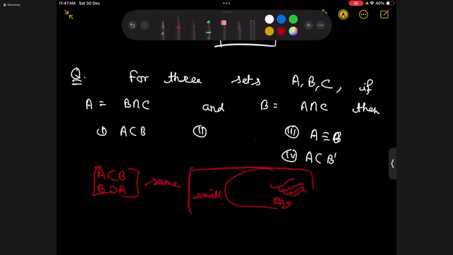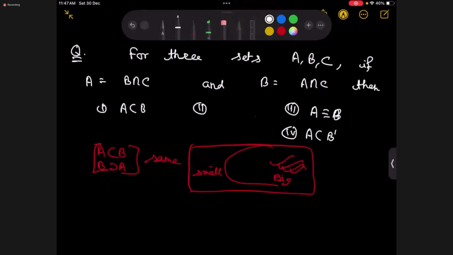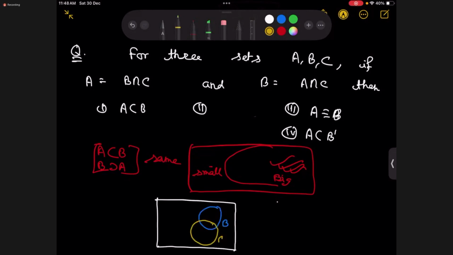This is the question. Given: A equals B intersection C, and B equals A intersection C. If you are not understanding, let us draw the Venn diagram, so it will be clear. The given sets are B and C. Let us draw B in blue and C in yellow. Then what is A? A equals B intersection C. So this is our A.